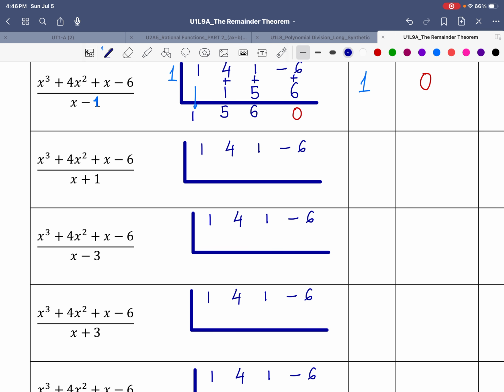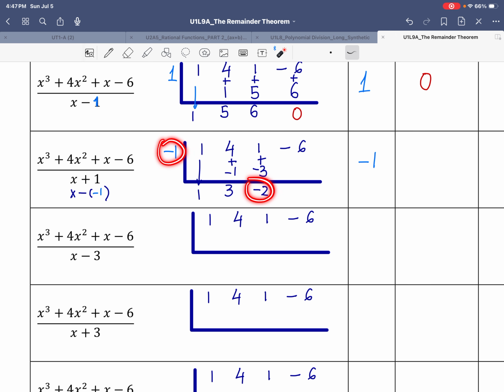Next. This time we have x plus 1, which means that we must have subtracted a negative 1. So the value of b is negative 1. Start the division. Bring 1 down. 1 times negative 1 is negative 1. Add: positive 3. 3 times negative 1 is negative 3. Add again. 1 plus negative 3 is negative 2. Negative 2 times negative 1 is positive 2. Add again. Negative 6 plus 2 is negative 4.